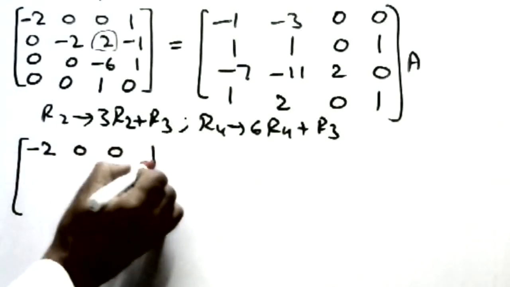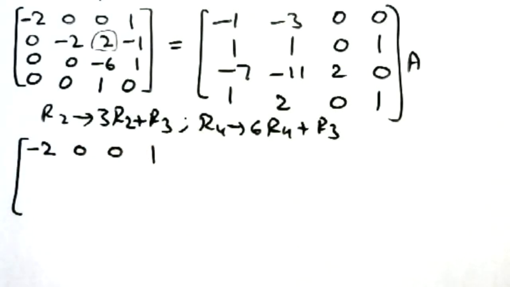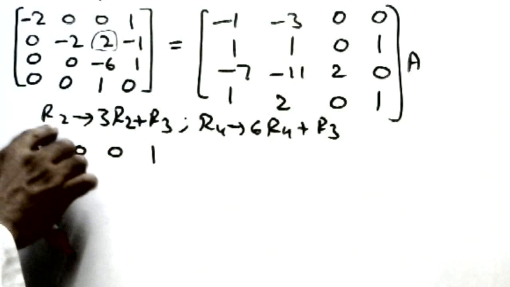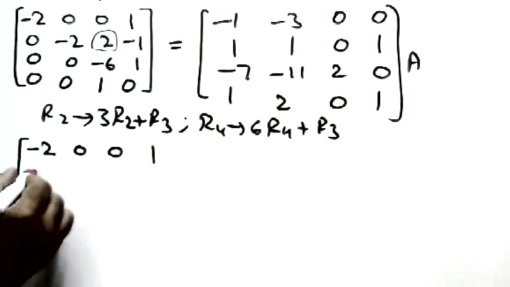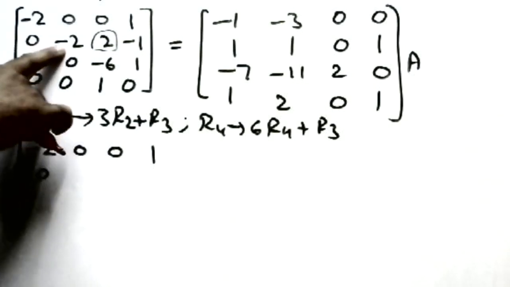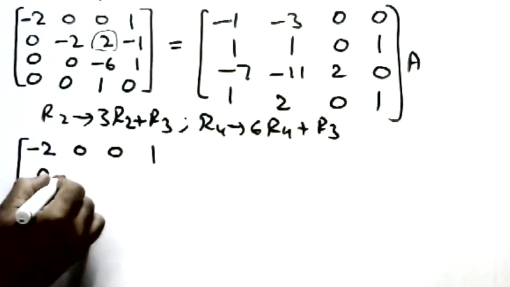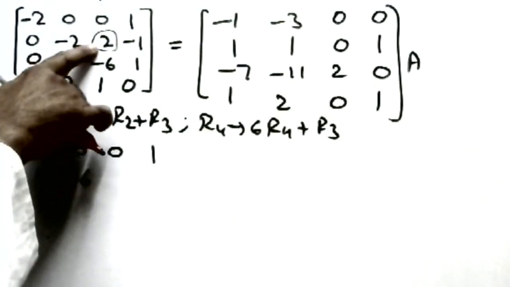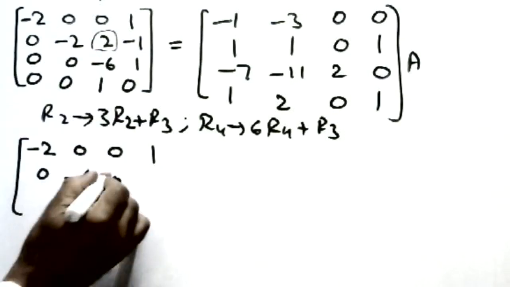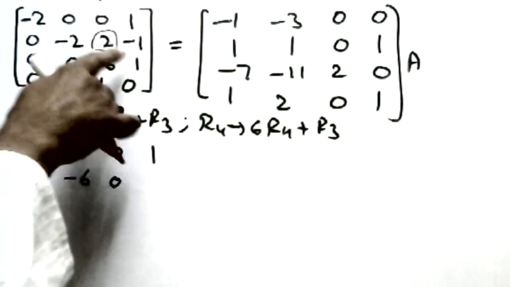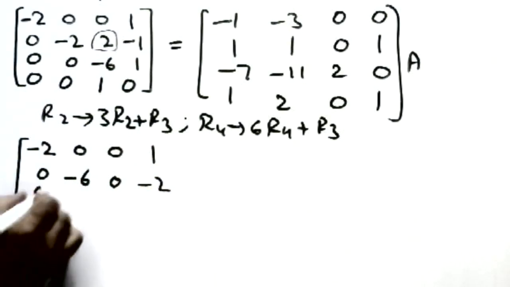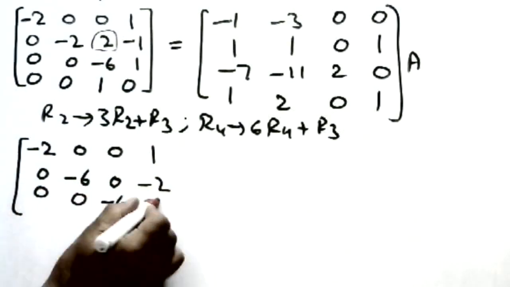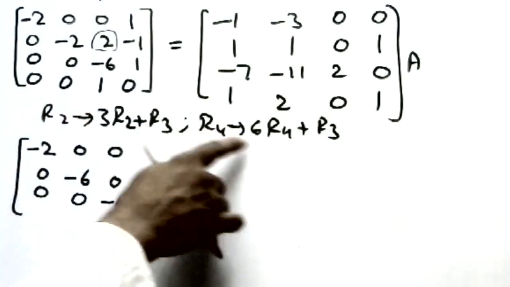We are not changing R1, minus 2, 0, 0, 1. Next step is R2 implies 3 R2 plus R3. 3 zeros are 0. Both are 0. No effect. 3 R2. 3 2s are 6. Minus 6 plus 0. Minus 6. 3 R2. 3 2s are 6. Minus 6 will be 0. 3 R2. 3 1s are 3. Minus 3 plus 1 will be minus 2. We are not changing R3, 0 0, minus 6 1.